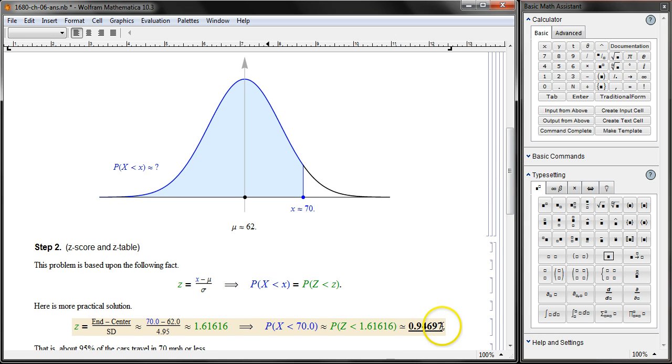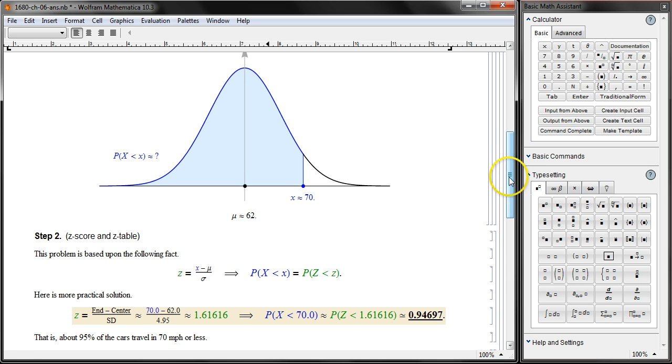Here is a little bit more accurate computation using Mathematica, using more decimal digits, not just 2 decimal digits. We get pretty similar results, as a matter of fact. In the end, of course, just 95%.